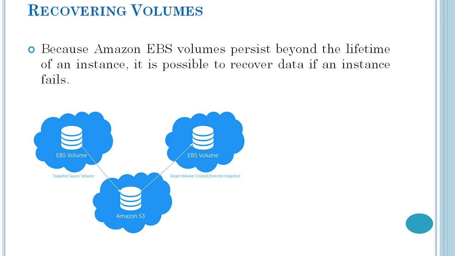Now recovering volumes. Because Amazon EBS volumes persist beyond the lifetime of an instance, it is possible to recover data if the instance fails. If an Amazon EBS backed instance fails and there is data on the boot drive, it is relatively straightforward to detach the volume from the instance. Unless the delete on termination flag for the volume has been set to false, the volume should be detached before the instance is terminated. The volume can then be attached as a data volume to another instance and the data can be recovered easily. So this is how you can recover the data from the EBS volumes.